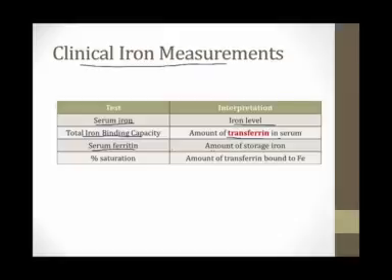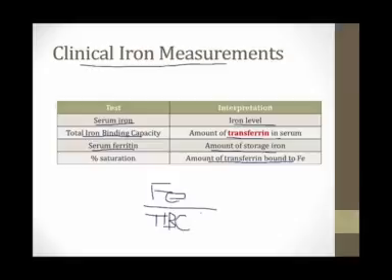This is the amount of ferritin or storage iron. And then the fourth test is called the percent saturation. This is an estimate of the amount of transferrin that is bound to iron. You calculate the percent saturation by taking the iron level and dividing it by the TIBC. This will give you a ratio of these two numbers.